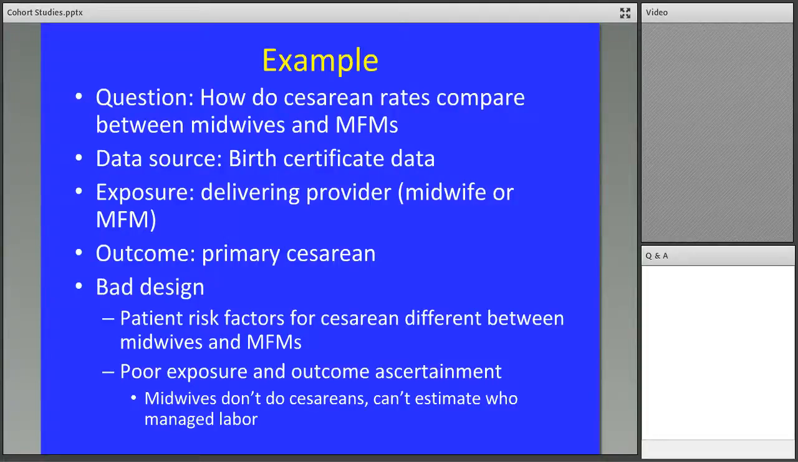Okay, so it's a bad design, and that's partly because the patient risk factors for cesarean differ between the midwives and the MFMs, right? Midwives and MFMs don't typically see similar groups of patients. And you also have poor exposure and outcome ascertainment. For example, midwives don't do cesareans, and you can't easily estimate from birth certificate data who managed the labor. All you know is who did the final delivery. So therefore, your outcomes are confounded.